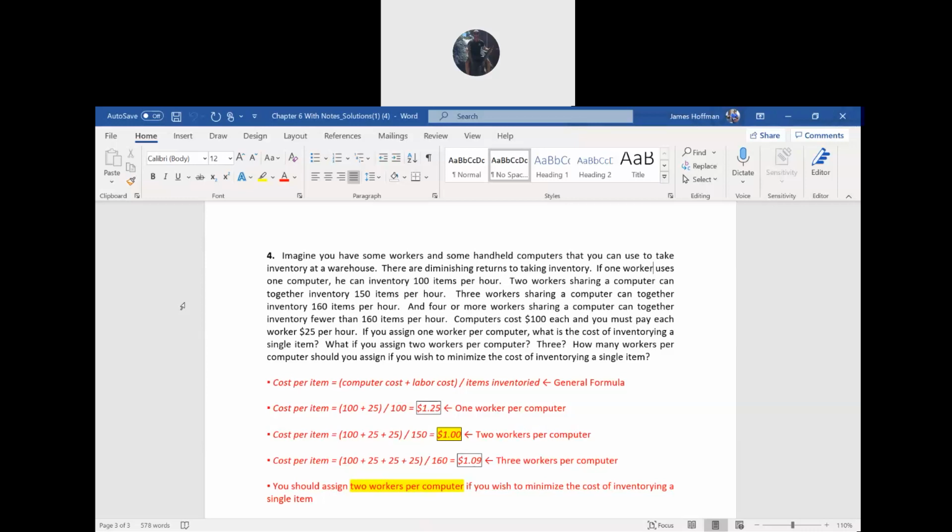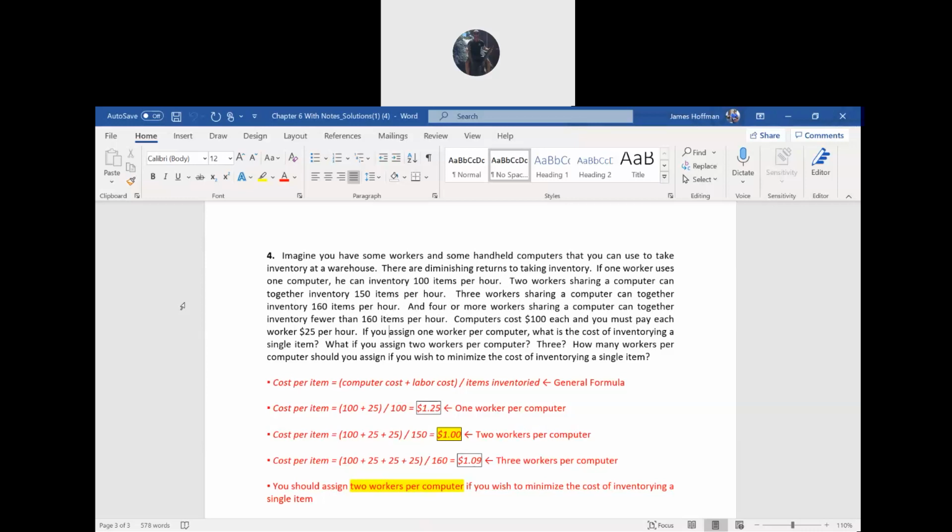If one worker uses one computer, he can inventory 100 items per hour. 2 workers sharing a computer can inventory together 150 items per hour. 3 workers sharing a computer together can inventory 160 items per hour, and 4 workers less than 160 per hour. So if computers cost 100 each, and you must pay each worker 25 bucks an hour.